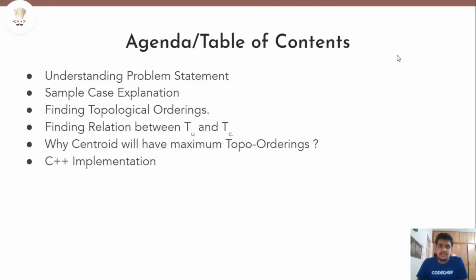So let us see the agenda for today. First, we will try to understand the problem statement. Next, we will see the sample case explanation. Then we will see how to find the topological orderings. Next, we will see the relation between TU and TC. Lastly, we will see why the centroid will have the maximum topological orderings, and after that, we will see the C++ implementation.